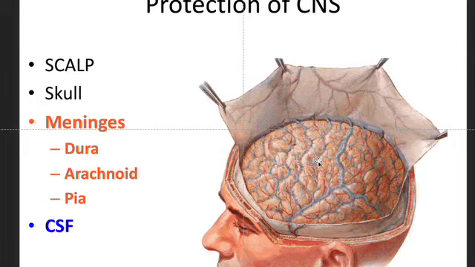And we go deep to that, we find the arachnoid mater, thin and wispy, but it also, like the dura mater, is more like a bag around the brain. And when you get to the pia mater, it's more like a surgical glove, around every curve and every contour of the brain. It's pressed up against it. Can't see the pia mater in this picture. We just have dura and arachnoid. The CSF is found deep to the arachnoid in the subarachnoid space.